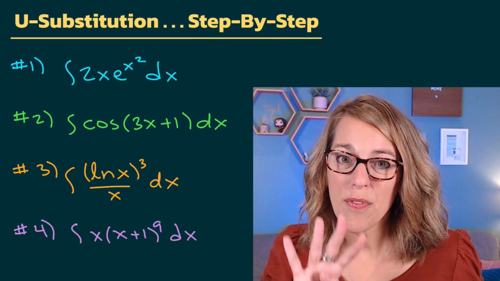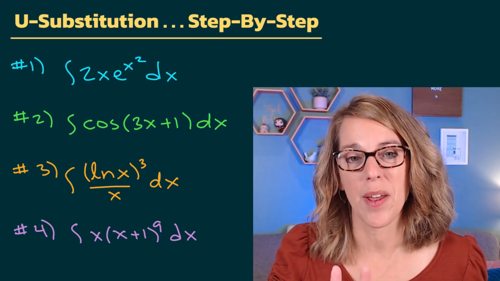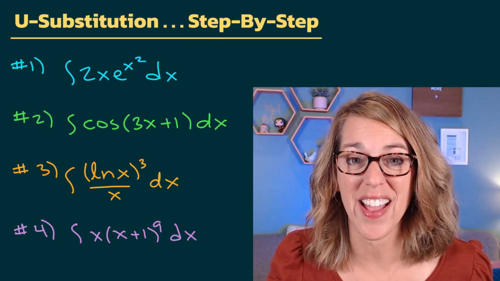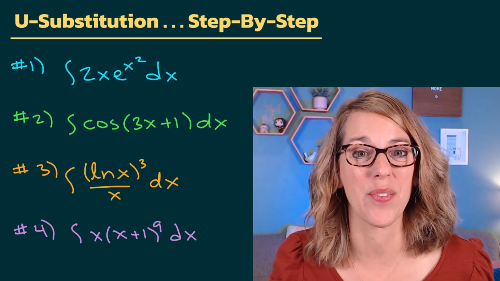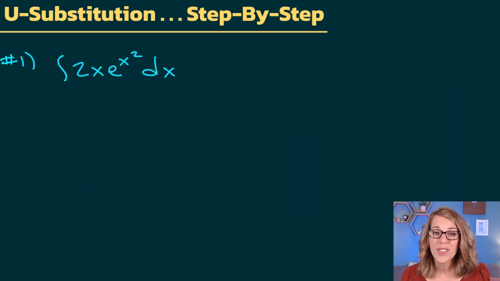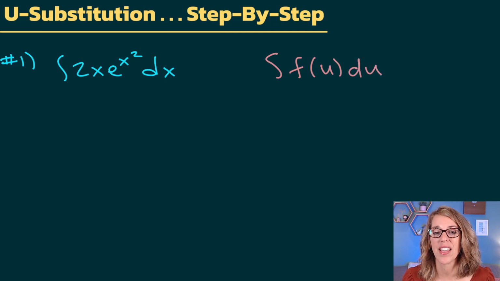I'm going to take you through 4 U-substitution examples, starting with the integral of 2x e to the x squared. With U-substitution, our goal is to rewrite this integral as some function in terms of u, and then identify its derivative, du. I'm really undoing the chain rule, so I'm looking for layers of functions. When I'm looking for layers of functions, this e to the x squared stands out.